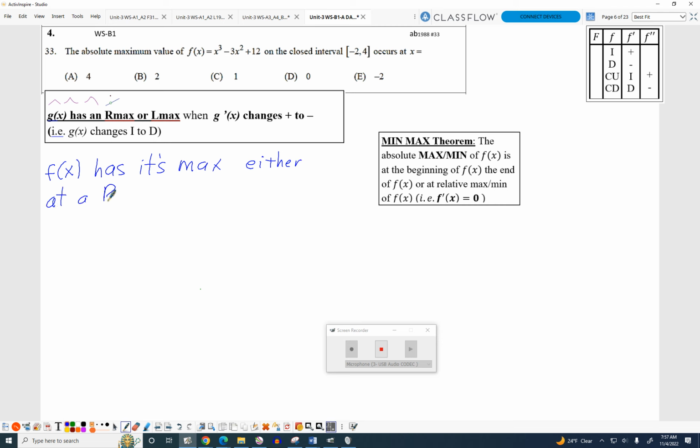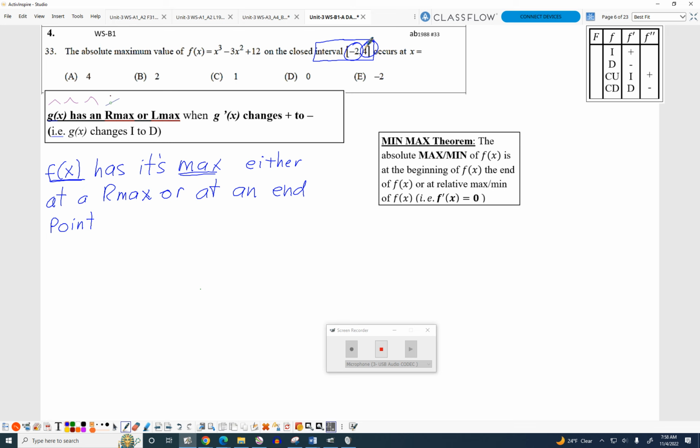a relative max or at an end point. So if they define an interval that you're investigating, there's always the possibility that the maximum value of F will occur at the first x-coordinate in the interval or the last x-coordinate in the interval. Questions about anything? Okay, cool.